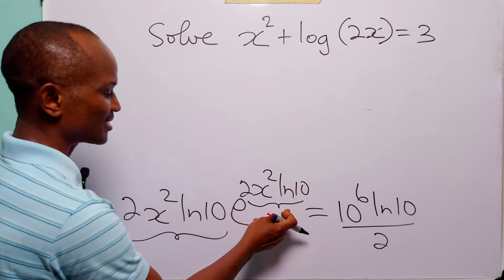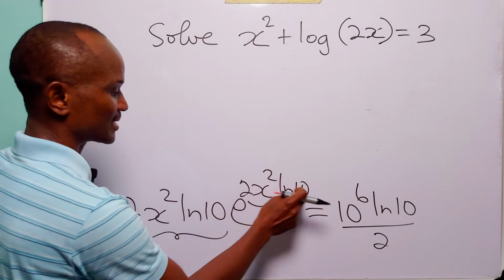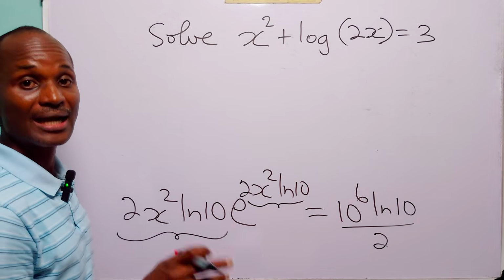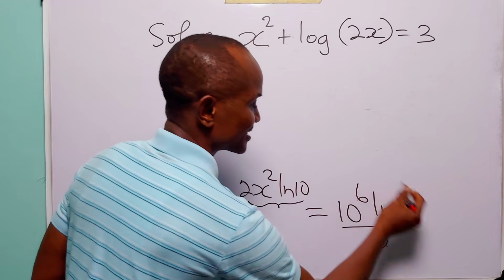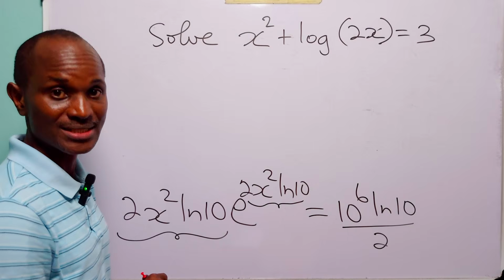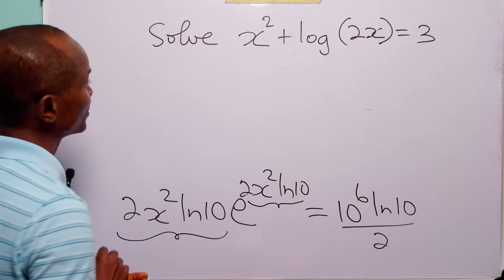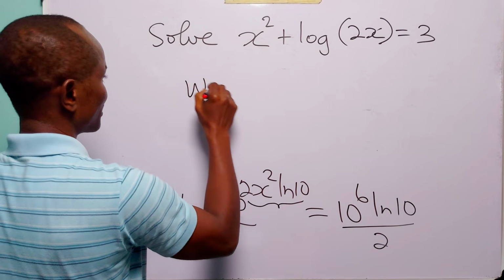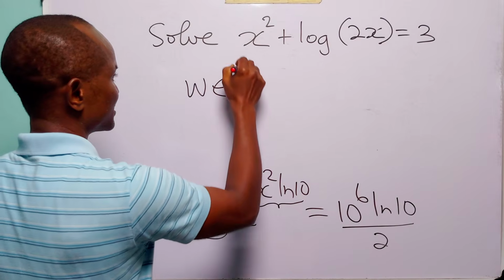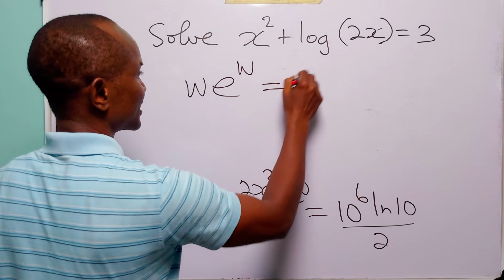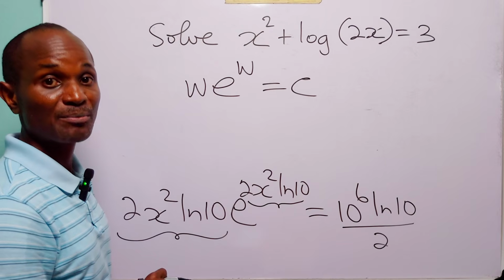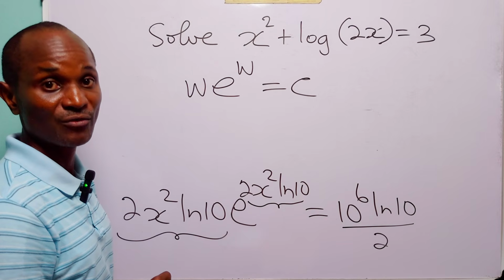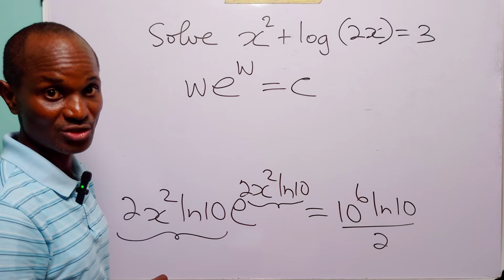And in the exponent of e, we have 2x squared times ln 10. And then the second thing you're going to notice is that what we have on the right-hand side of this equation is a constant. So this equation is in the form w times e to the power w is equal to c. And at this point, we can comfortably apply the Lambert W function to both sides of the equation.